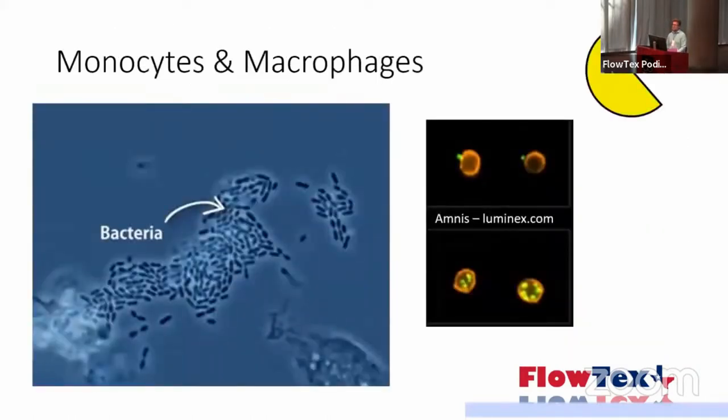The next cell here is monocytes and macrophages. In the upper right-hand corner, let me see if I can move this little talking FlowTex podium thing without killing everything and shutting it off. Okay, cool.